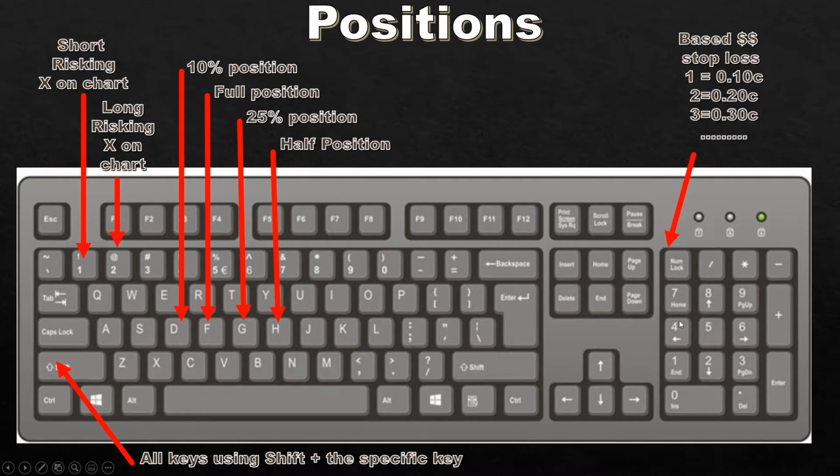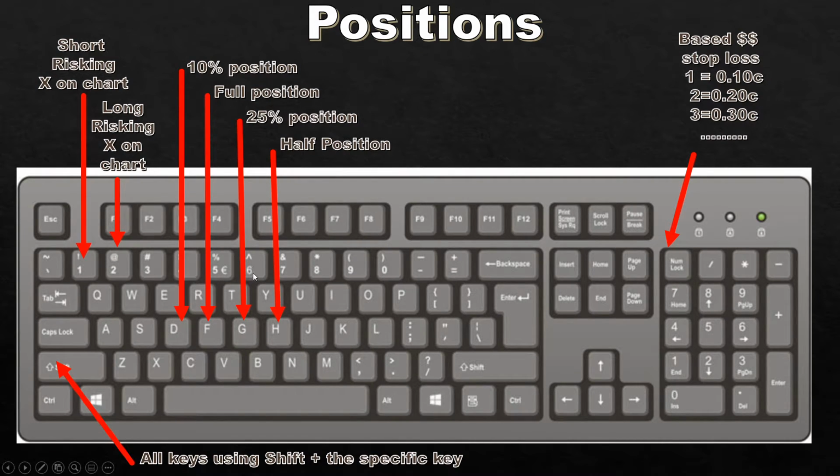This risk could be for you $10, $5, or $1,000. But this is what this does. This preloads my montage share size with the proper risk based on the cents, or how far my stop loss is, regardless of whether this is a short or a long.